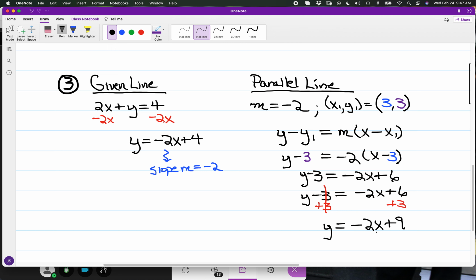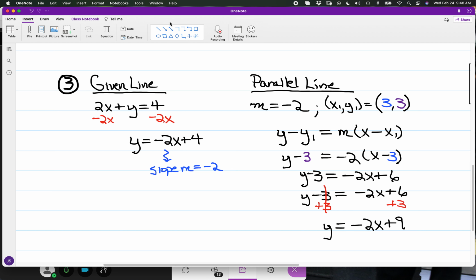And just looking at what we have here, I have the slope at -2 and I'm testing out 3, 3. With y at 3, the left-hand side of the equation is 3, and we want the right-hand side to also be 3. So with x at 3, we have -2 times 3, which is -6. In turn, -6 plus 9 is equal to 3. So the equation balances.